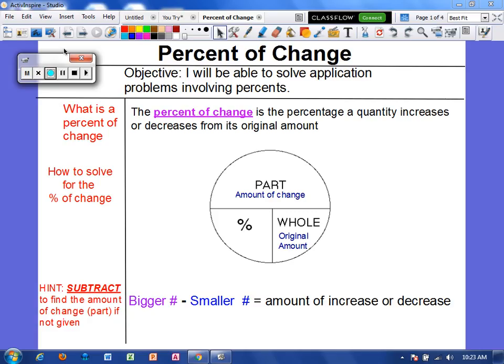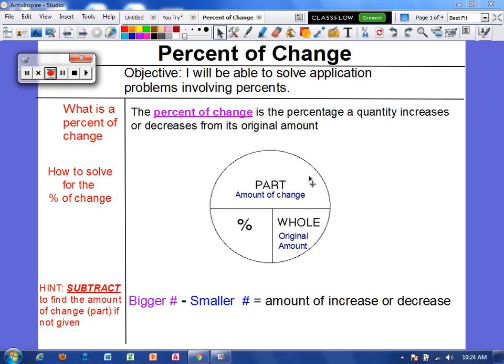Today's video is over percent of change. Your objective: I will be able to solve application problems involving percents, and in this specific video it would be percent of change. So let's talk about what that means. A percent of change is the percentage that a quantity increases or decreases from its original amount. And as always, we are going to use our percent wheel to help us solve these problems.